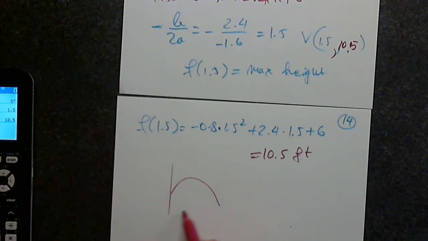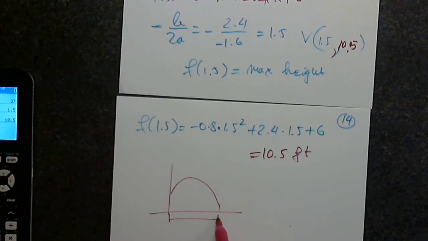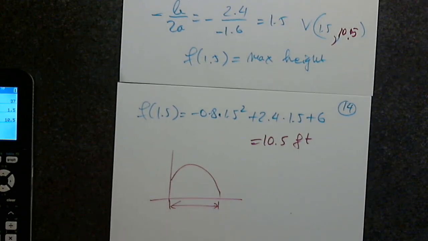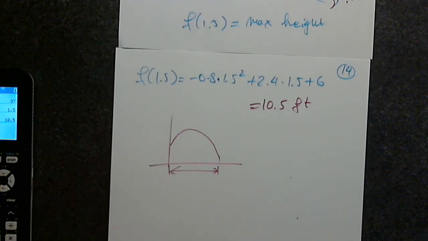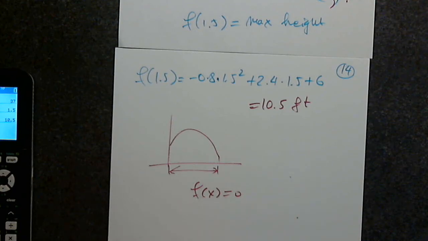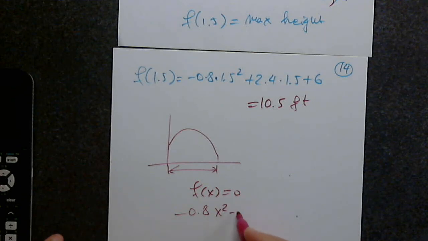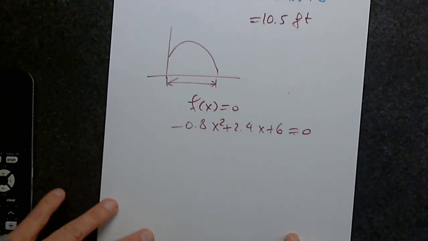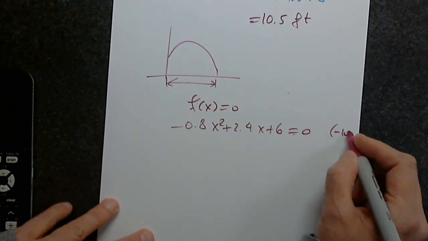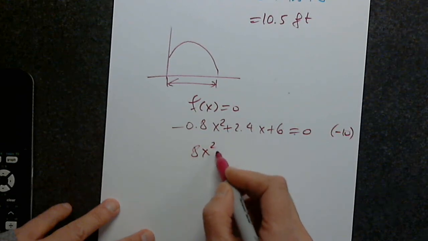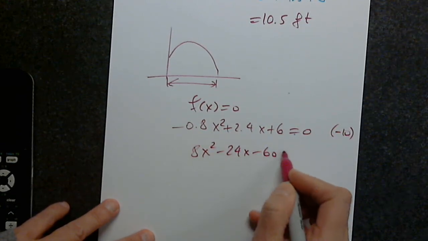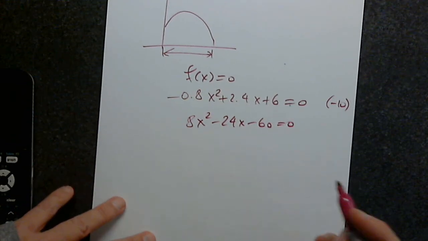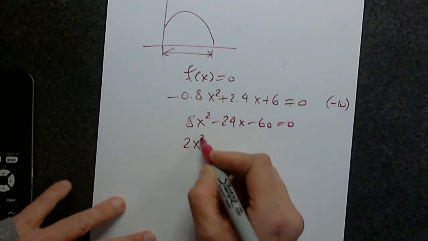So we know that this is the situation. For the horizontal distance, we want to determine the x-intercepts. So f of x equals 0. Means negative 0.8 x squared plus 2.4 x plus 6 equals 0. I will definitely multiply both sides by negative 10 and get 8x squared minus 24x and minus 60. Yeah, you can simplify by 4, and I will do it.